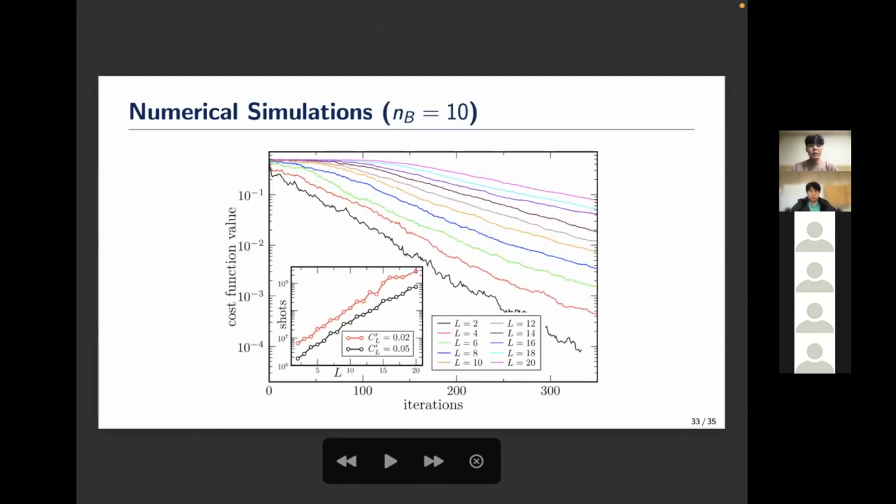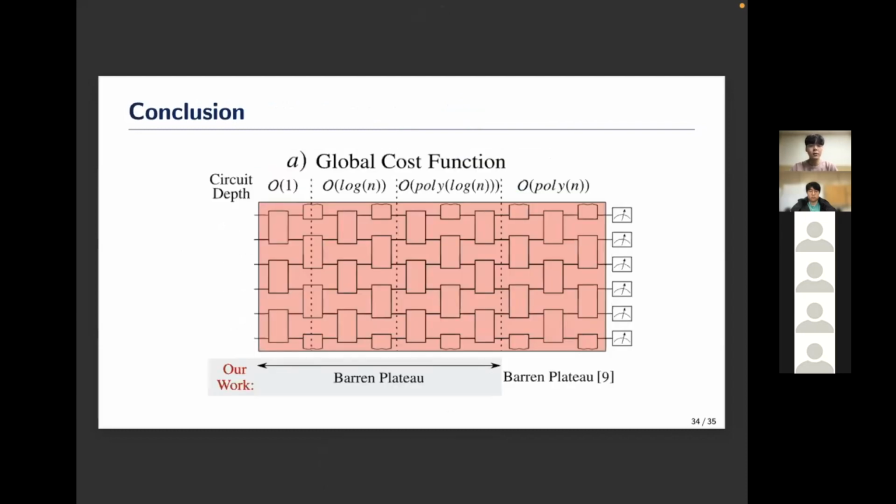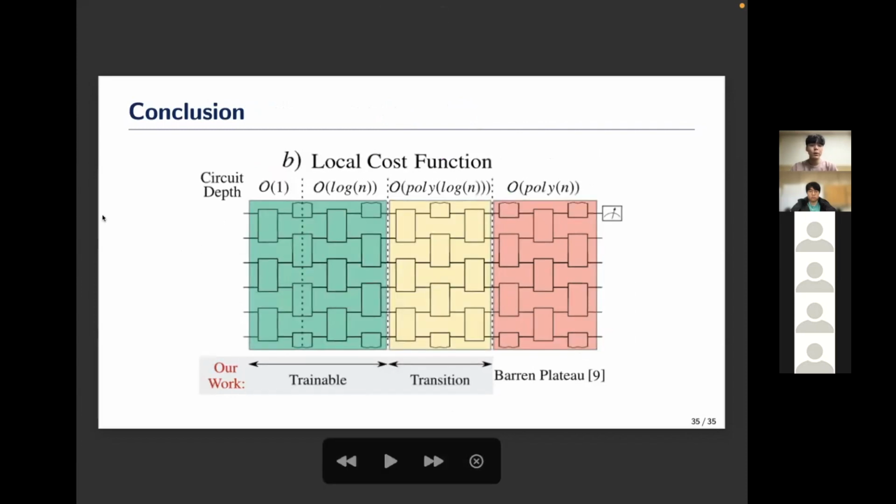For the local cost functions, you can see that the training becomes more difficult as the number of layers n increases. In conclusion, the global cost function has barren plateaus no matter how deep the circuit depth was. But the local cost function can avoid barren plateaus when the circuit depth is shallow. Thank you for listening to my presentation.